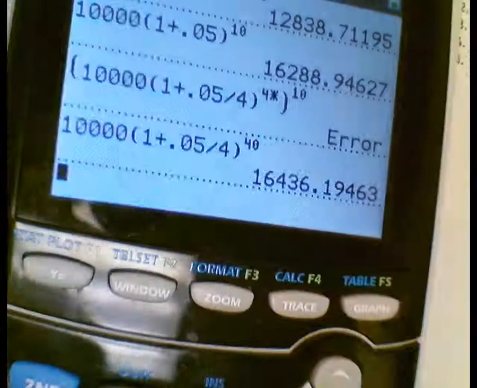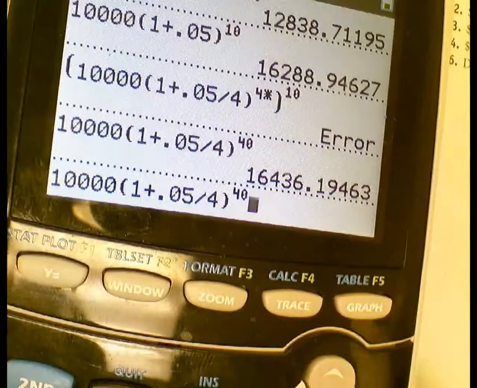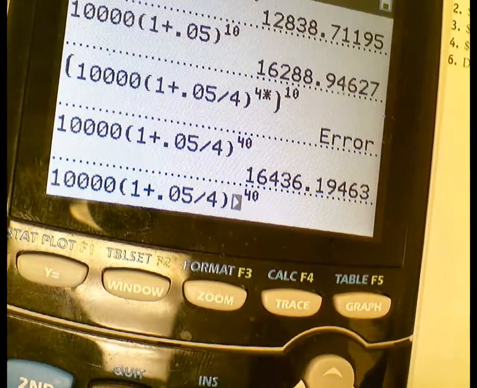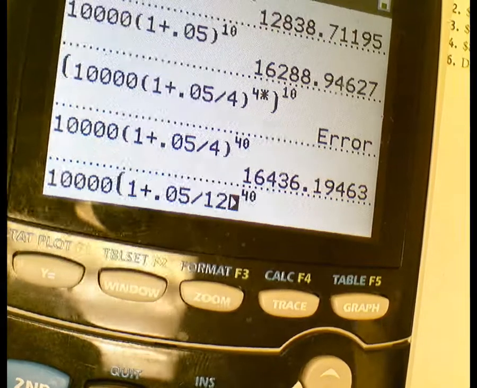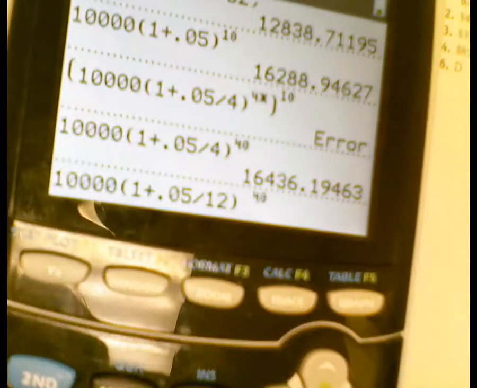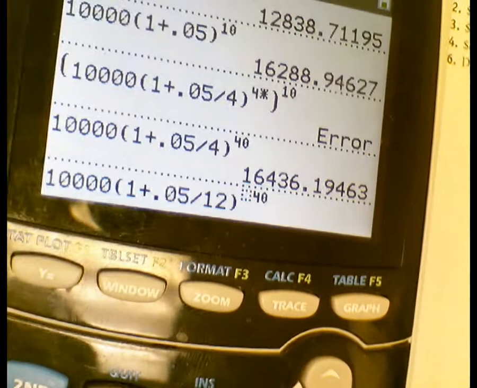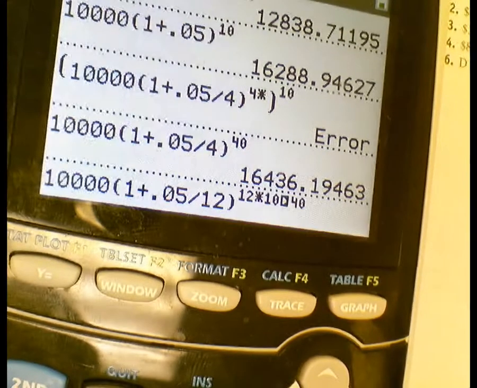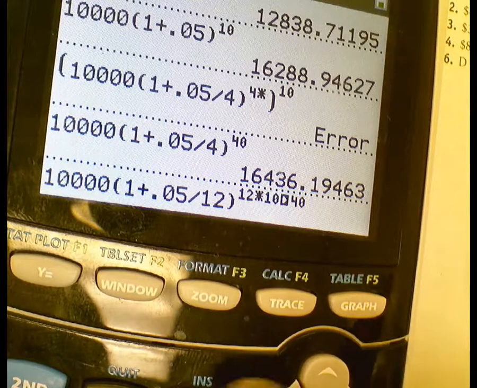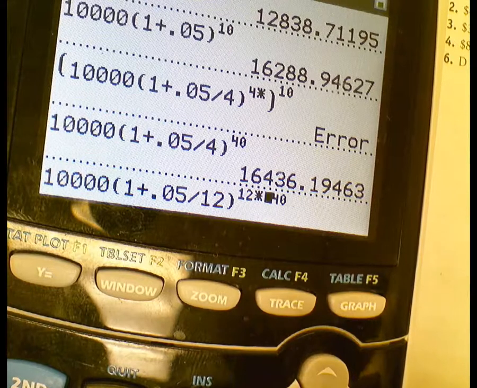The next one is monthly. So I'm pressing second enter. See if I can get this right this time. Monthly. This is 1, 2, parenthesis, raised monthly 12 times 10 years. This is where I keep messing up.